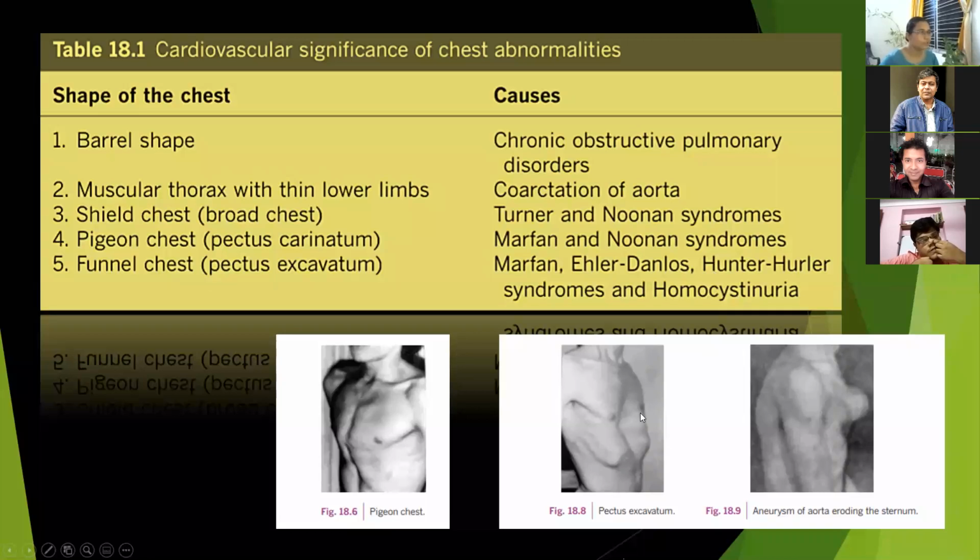Next is funnel chest or pectus excavatum. What do you see here? Normally the lower end of the sternum is hollow, but here this hollowness is increased. That is, there is posterior displacement of the sternum. So what happens in pectus excavatum? If you find this, the patient may have Marfan syndrome, Ehlers-Danlos syndrome, Hunter-Hurler syndrome, or homocystinuria.